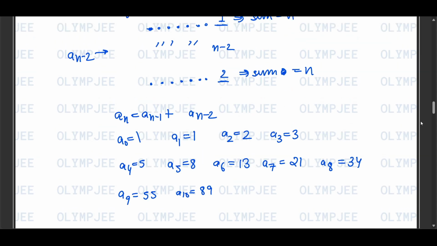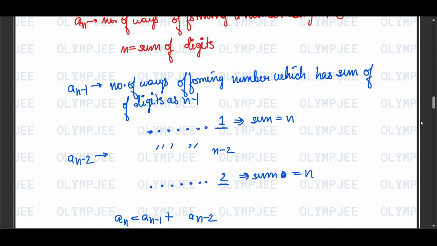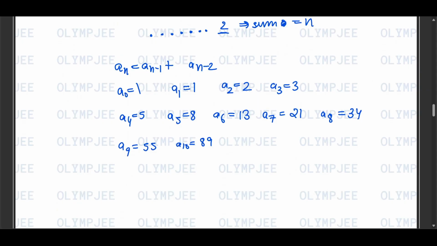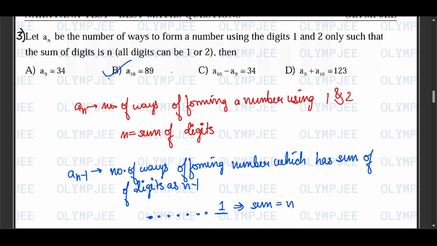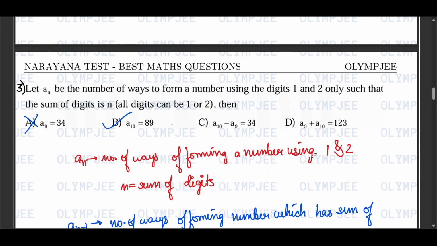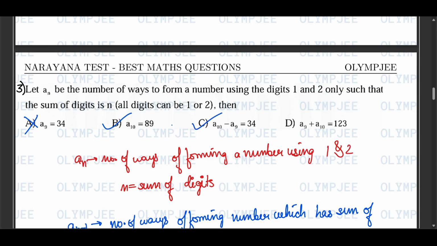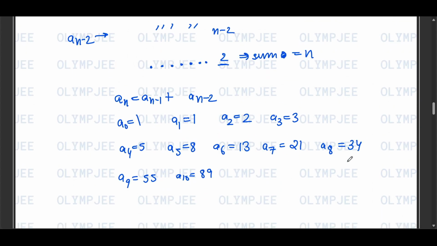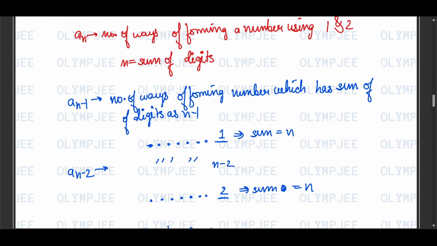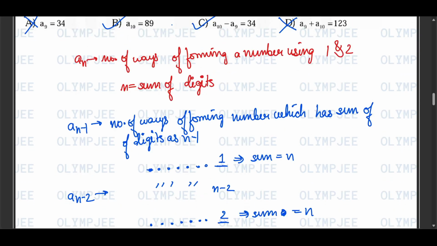So let us see. a10 is 89, this is true. a9 is 55, so option A is wrong. So C is a10 minus a9, which will be a8, which is 34, this is right. a9 plus a10, 55 plus 89 will have unit digit as 4, but the option has 3, so this is wrong, right? So the correct options are B and C.